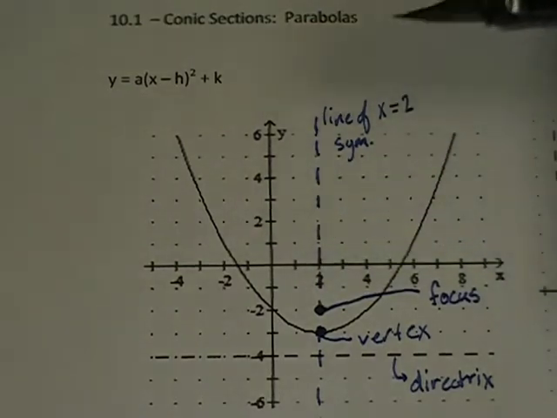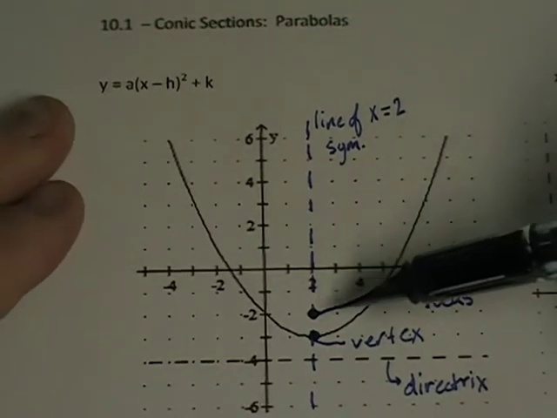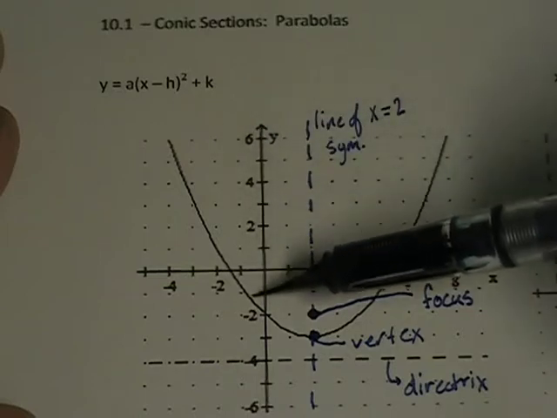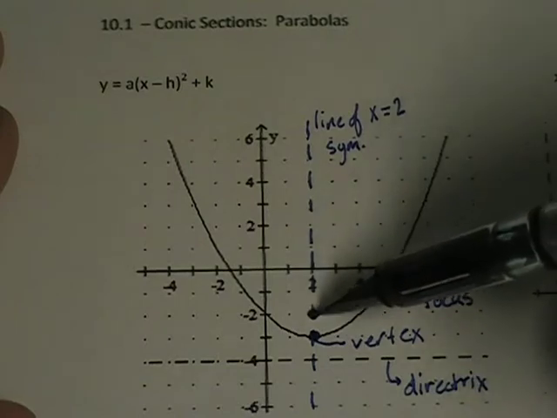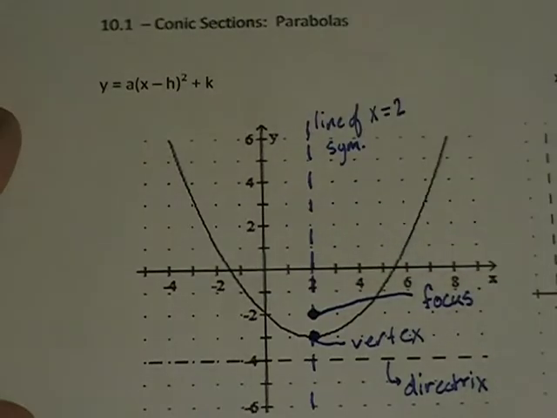So if you ever see a satellite dish and it's got this little receiver sitting out in front of the dish, that receiver is at the focus, and all the satellite rays that come in bounce off and go to the focus. Same thing with headlights. You got a headlight here. All the rays from the headlight hit the mirror and go out in front of the car. So that's what the focus is used for. So it's really important to be able to find the focus.